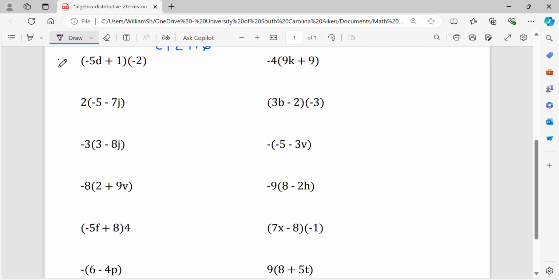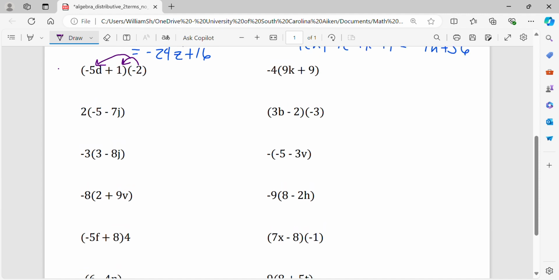Alright, next one, I have the quantity negative 5d plus 1, times negative 2. The order might look a little different, but all I'm doing is distributing this negative 2 to both of these terms. Not a problem. I'm going to do negative 2 times negative 5d plus negative 2 times 1. Negative 2 times negative 5 is positive 10, so that gives me 10d. And then negative 2 times 1 is negative 2.